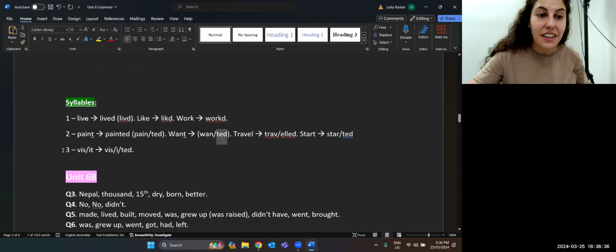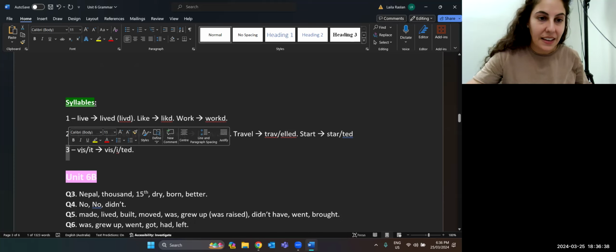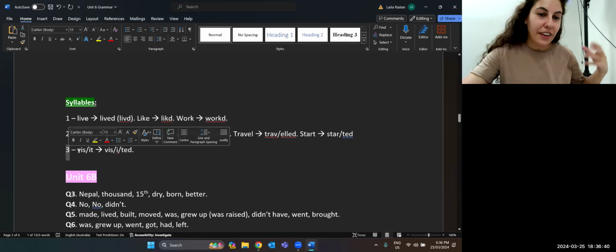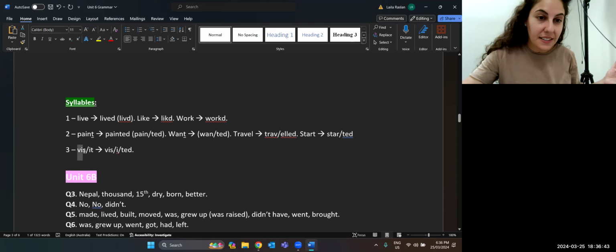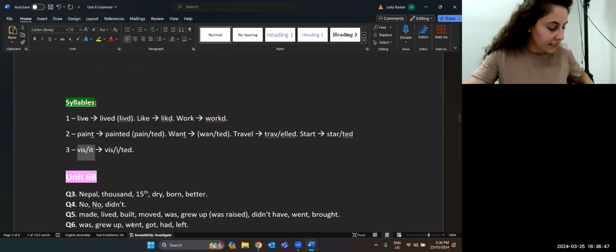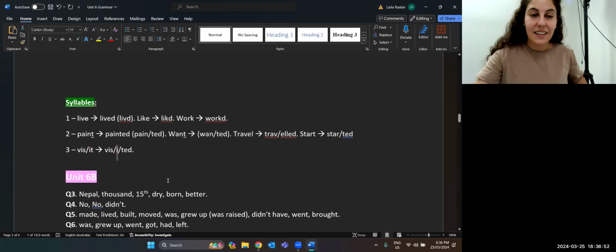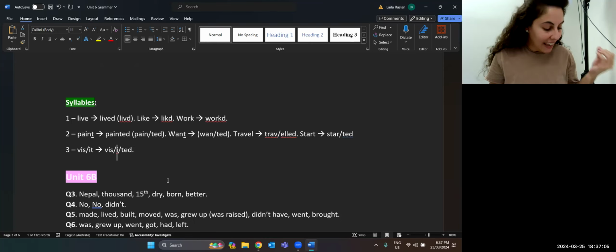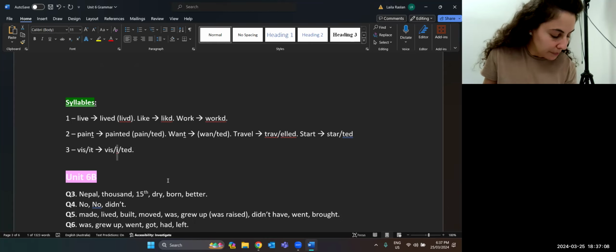Now the ones that have three sounds are usually the ones that have the vowels in the middle, like visit, to visit someone, to visit your grandmother, to visit your friend, becomes visited. So the I has its own sound, visited. Okay, so that's called syllables. That's how we know how to pronounce the ending of the past simple.